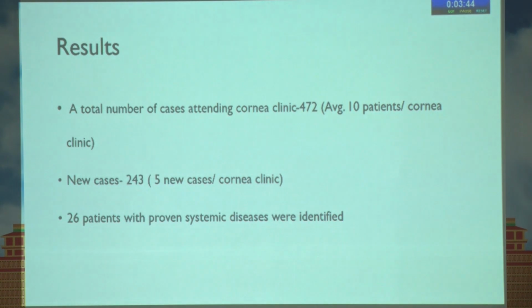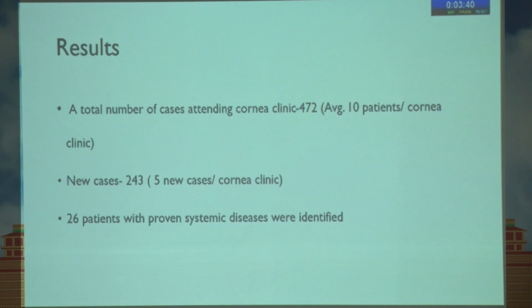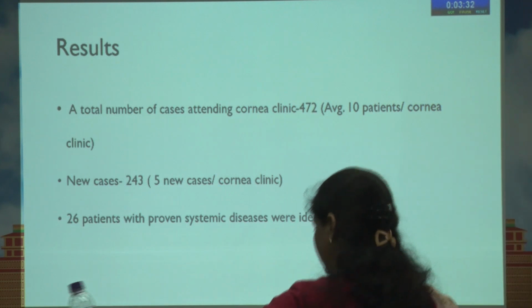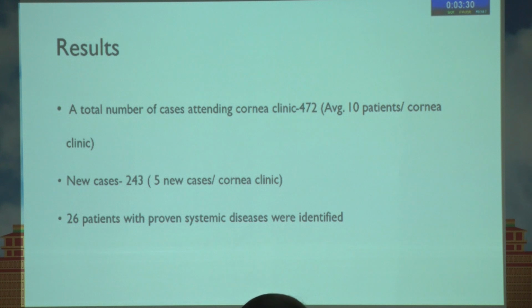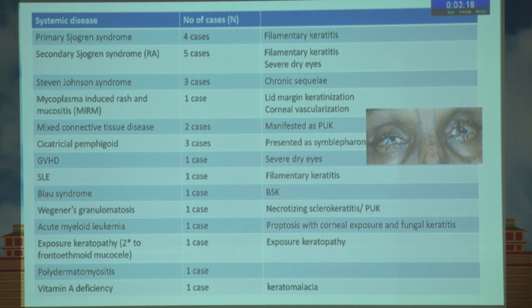This period was the COVID period, the first wave of COVID had come during this period. So the total number of cases attending the cornea clinic during this period was 472, that means an average of 10 patients per cornea clinic. Total new cases were 243, that means 5 new cases per cornea clinic, and 26 patients were identified with systemic diseases during our study.